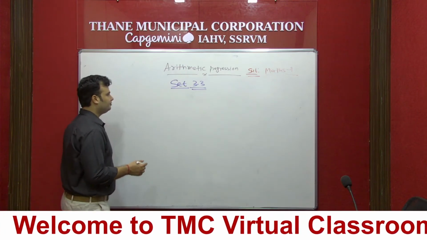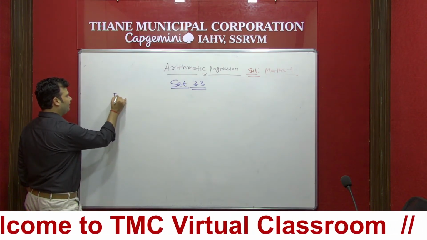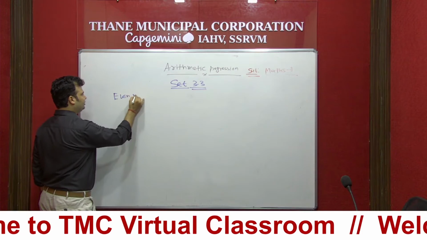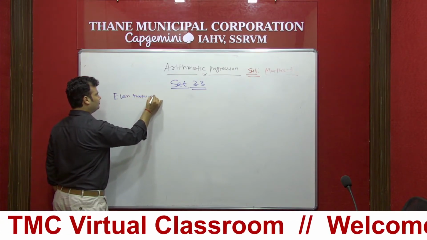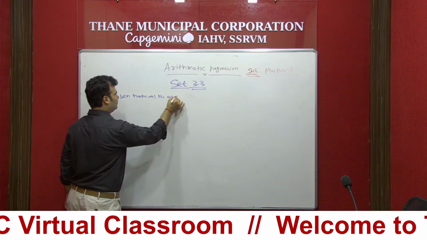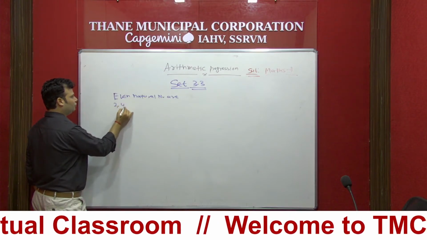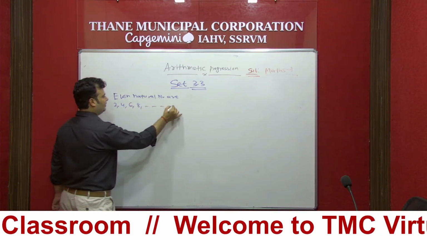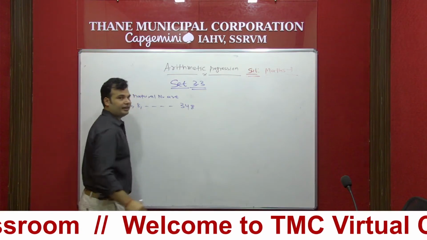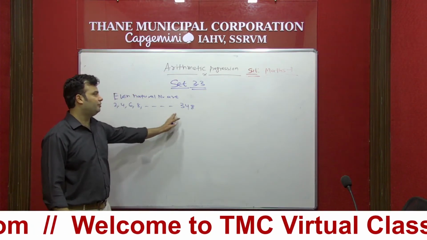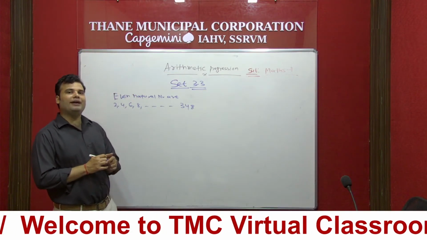So students, even natural numbers are 2, 4, 6, 8 till 348, because I am taking between 1 to 350. Now students, we have to find the sum.